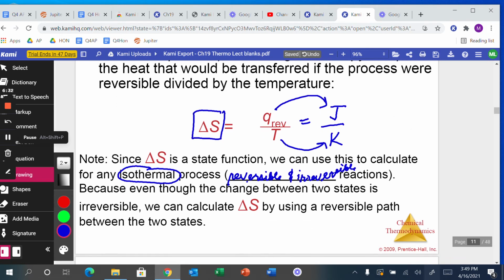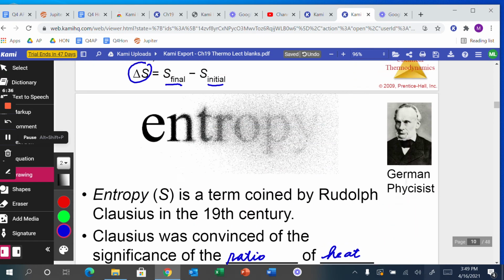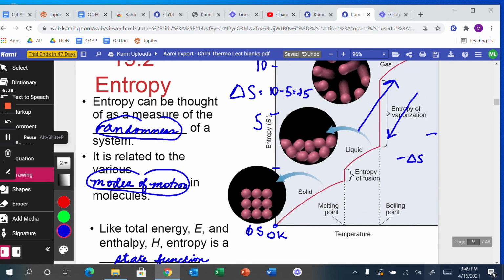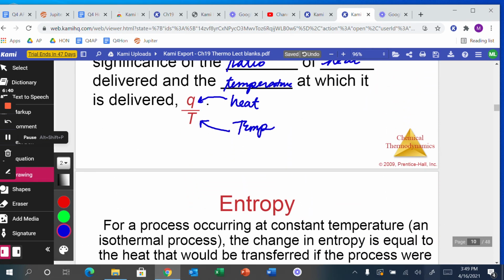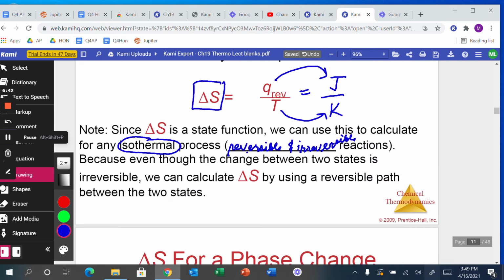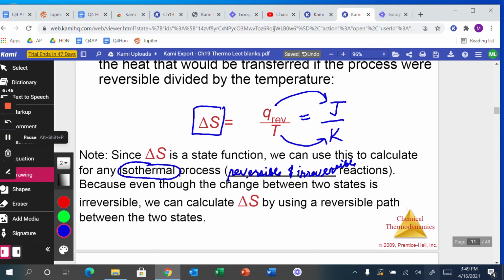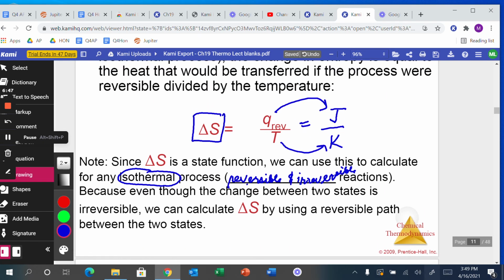The unit for temperature is always going to be Kelvin. Since delta S is a state function, it doesn't matter how you get there; the gap between these two is always a certain number. It is a state function. So even though it's reversible or irreversible, it doesn't matter, you're going to get the same number.